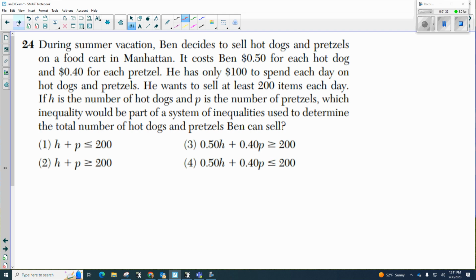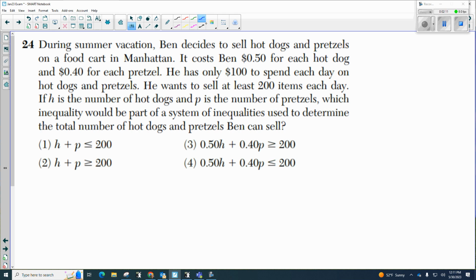Question 24. During summer vacation, Ben decides to sell hot dogs and pretzels on a food cart in Manhattan. It costs Ben 50 cents for each hot dog and 40 cents for each pretzel. He has only $100 to spend each day on hot dogs and pretzels. He wants to sell at least 200 items each day. If H is the number of hot dogs and P is the number of pretzels, which inequality would be part of a system of inequalities used to determine the total number of hot dogs and pretzels Ben can sell?